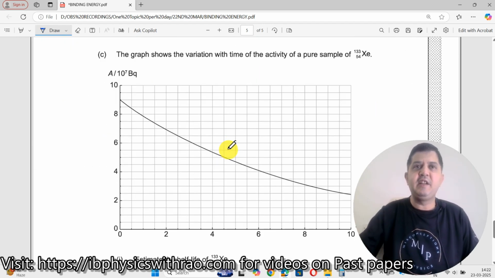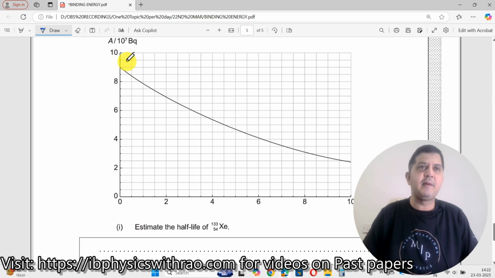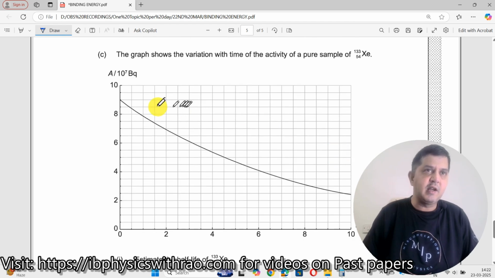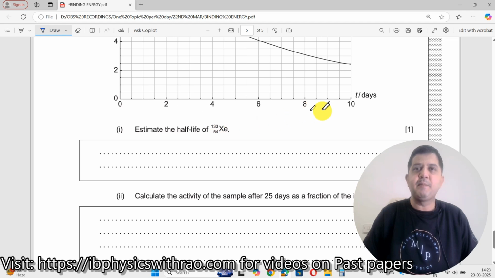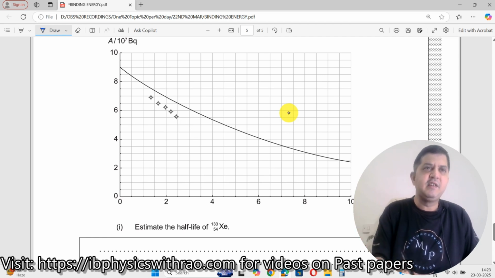The graph shows the variation with time of the activity of a pure sample of xenon. Okay, so this is a plot of, not mass number, sorry, activity in becquerel along the y-axis and time in days along the x-axis. Estimate the half-life. A very simple question. What is this value? This is 8, and what is this value here?